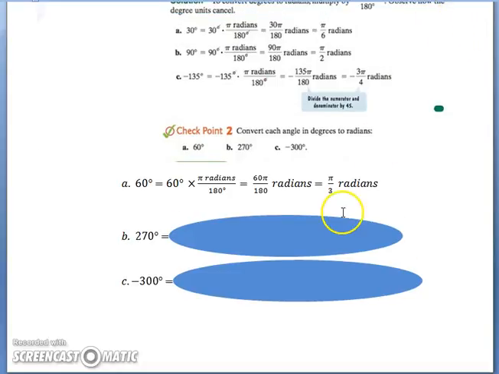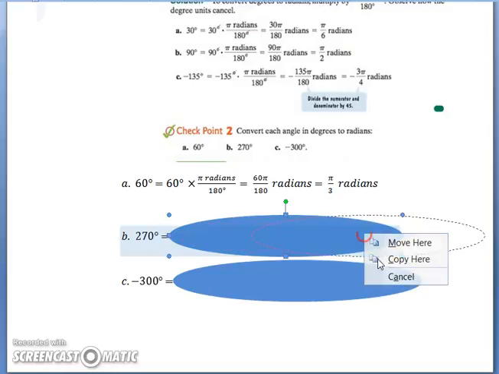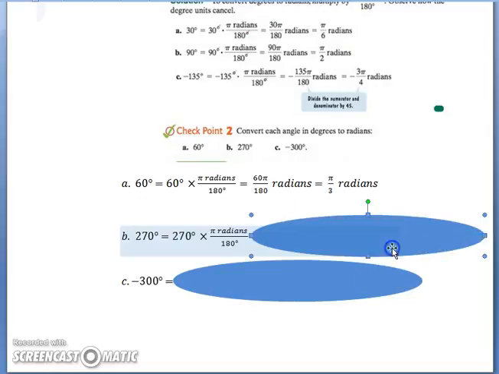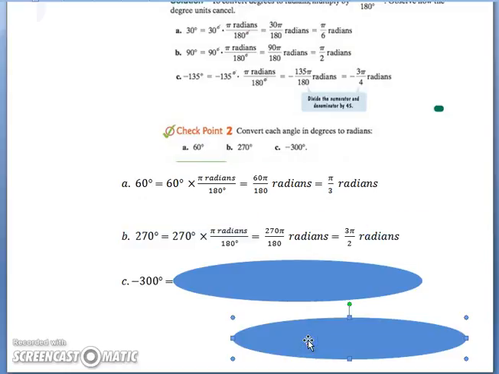Okay, 270, same idea. You're going to still multiply by pi over 180. The degrees go away because you've got one top, one bottom. So 270 over 180 reduces to 3/2. So you have 3 pi over 2 radians. Again, you don't have to write the radians. I like to just to make sure we're all on the same page.